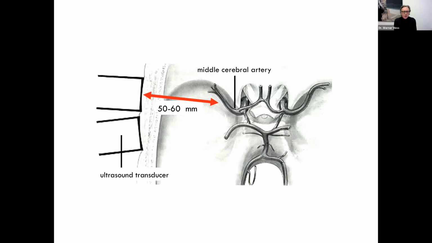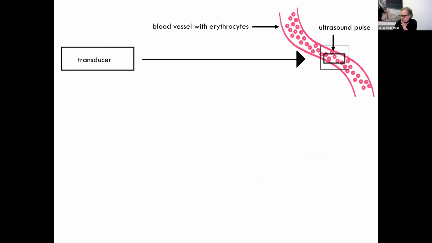So what is embolus detection? We have here on the left side a transducer. We are now at the base of the skull, circle of Willis, and at approximately 5 to 6 centimeters, we encounter the circle of Willis in the middle cerebral artery, and we can record a signal from that vessel. So what happens here schematically?